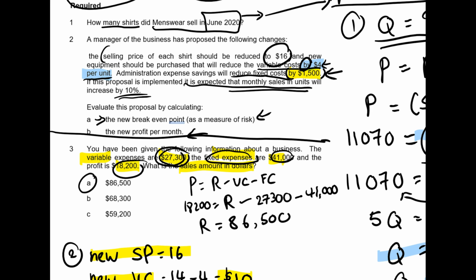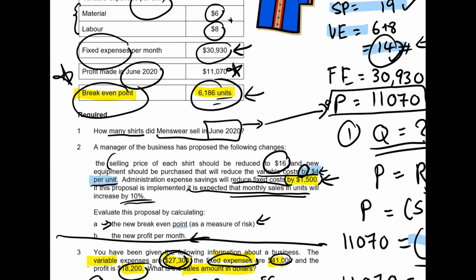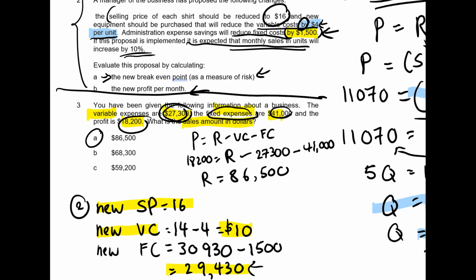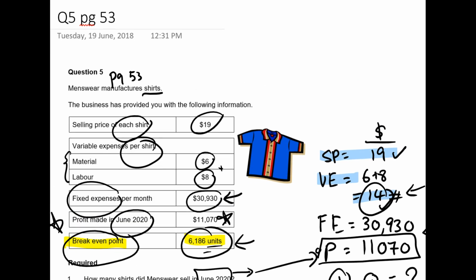Okay, so that's all for question number 1. Okay, and the main purpose of doing this is to find out when there are changes in some information, how are you going to do? How are you going to solve this question? Okay, so this is question number 5 from page 53.